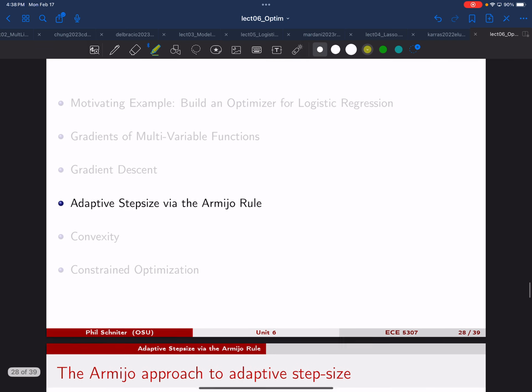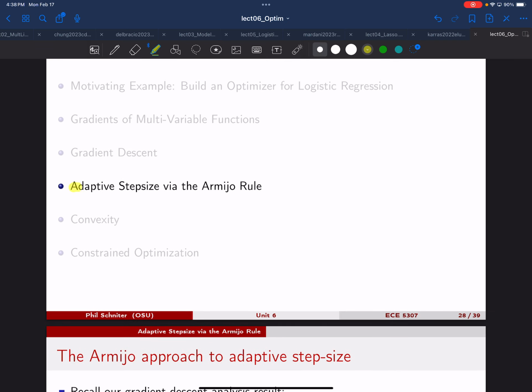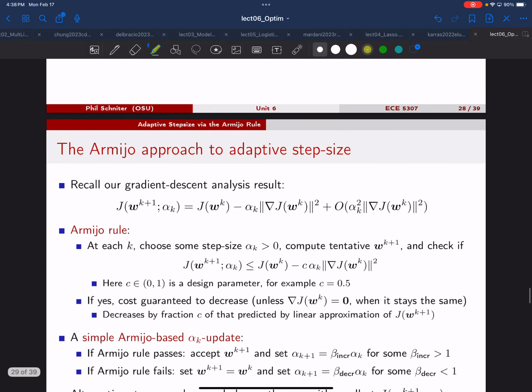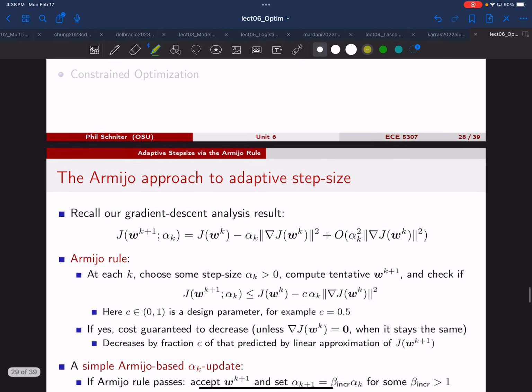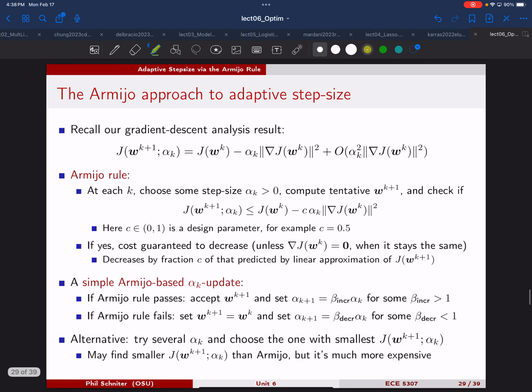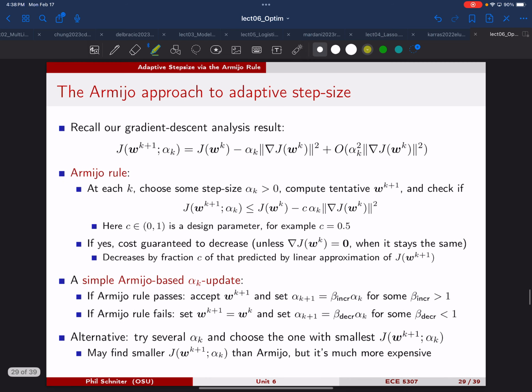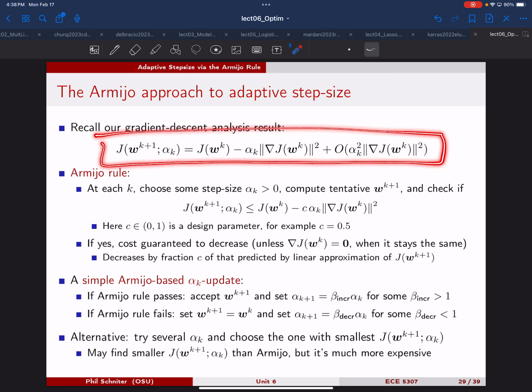So what we're going to do next is we're going to design a new algorithm that aims to actually adapt and determine the step size on the fly. And there's many, many ways you can do this. We're going to be using one called the Armijo rule. It's a pretty famous one. But again, it's not the only one. But anyway, that's the one we're going to learn about. And it's sort of based on this equation that we had derived and used earlier when analyzing gradient descent.